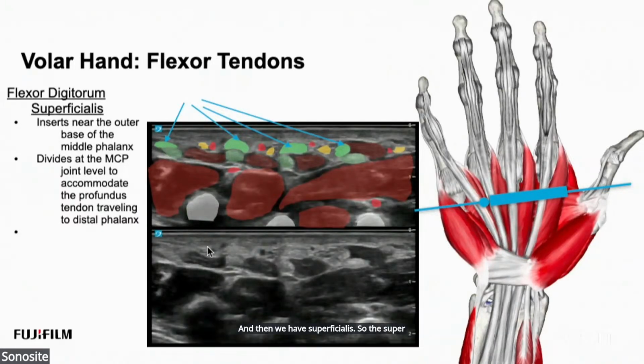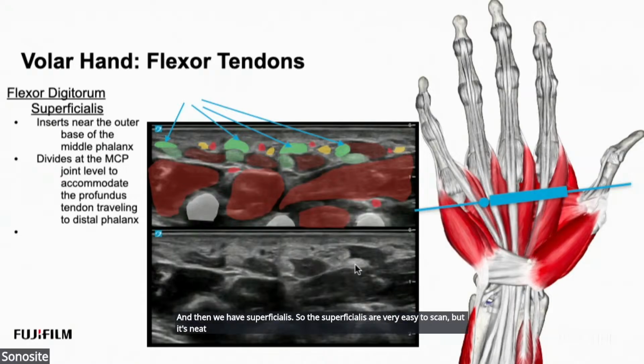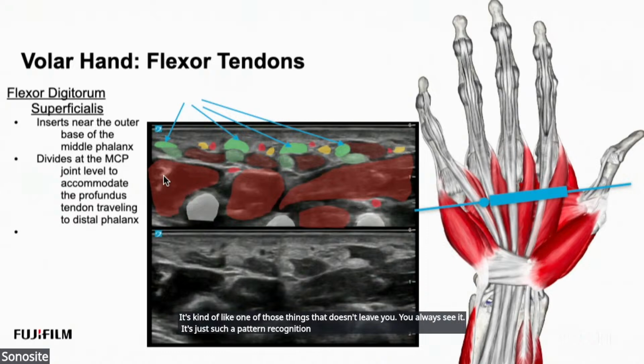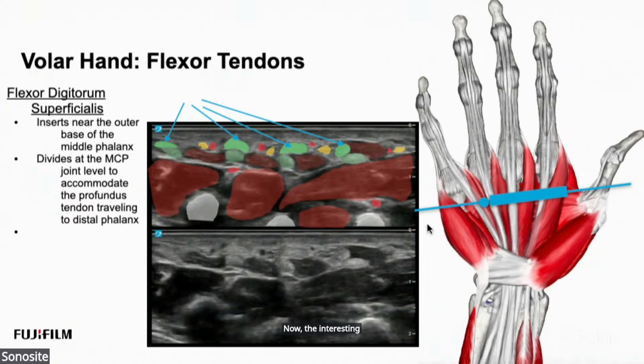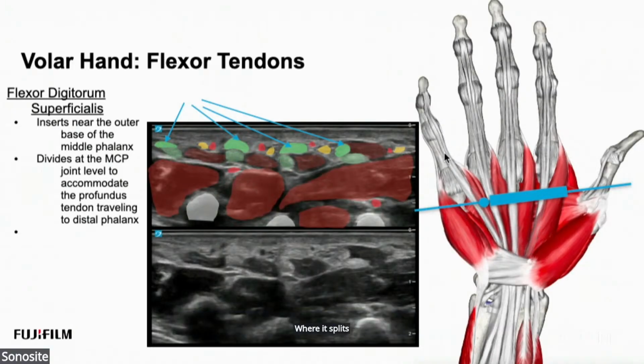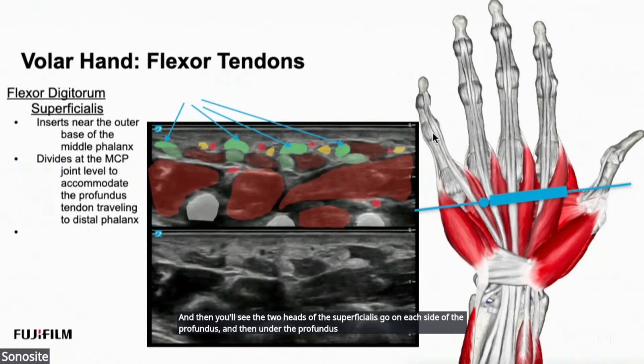The superficialis are very easy to scan, but it's neat once you know that there's two layers that can be seen in the palm. It's kind of like one of those things that doesn't leave you. You always see it. It's just such a pattern recognition thing from there. Now, the interesting thing about this one, and I hope we get to this in the live scan, maybe during Q&A, is that the superficialis layer inserts near the base of the middle phalanx. So we've got the middle phalanx here where it splits. You see a split more on this oblique view on the fifth, where the superficialis layer has a divide right after the MCP joint. And then you'll see the two heads of the superficialis go on each side of the profundus and then under the profundus. So they switch spots right around the PIP level.